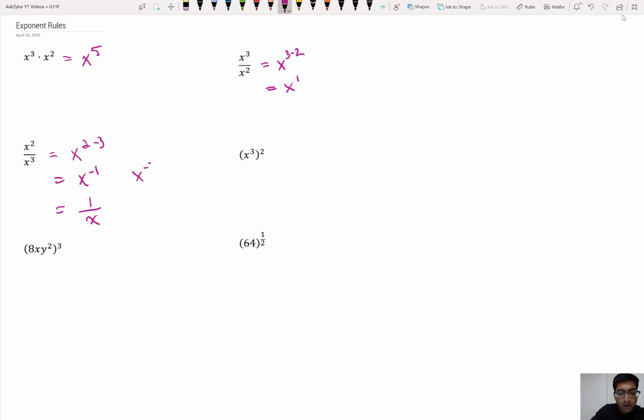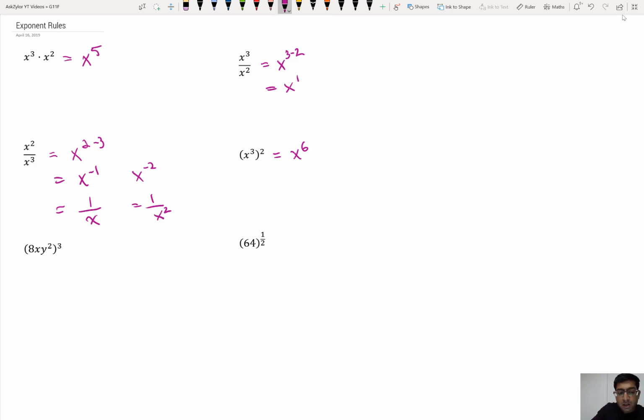If this was x to the power of negative 2, we would have had 1 over x squared. So you can see what you're doing here is you're taking the variable, putting it in the denominator, and changing the sign from negative to positive. All right, now going back to our rules, when we have a power raised to an exponent, so x cubed squared, the rule here is to multiply. So we get x to the power of 6, because 3 times 2 is 6.